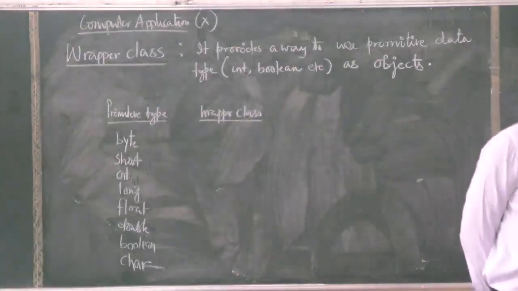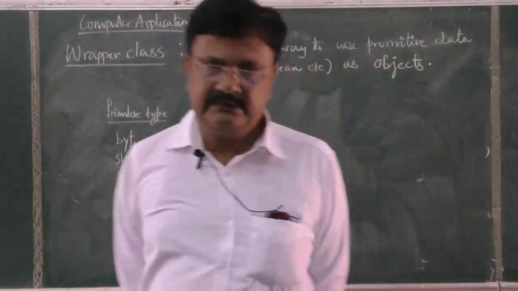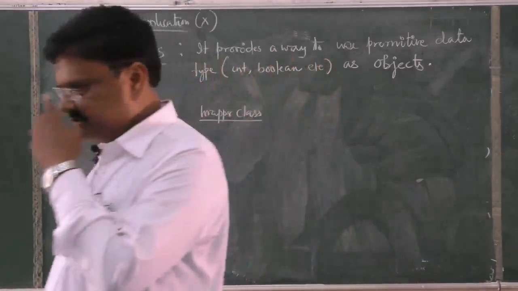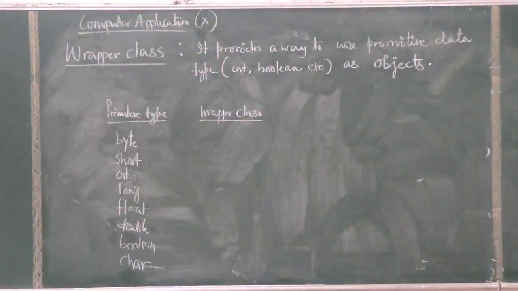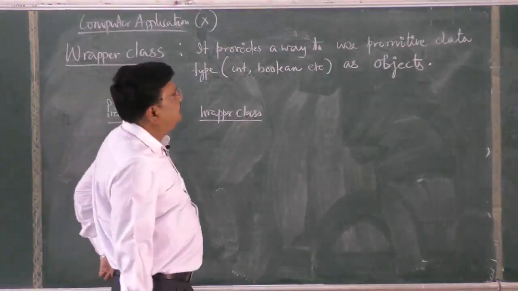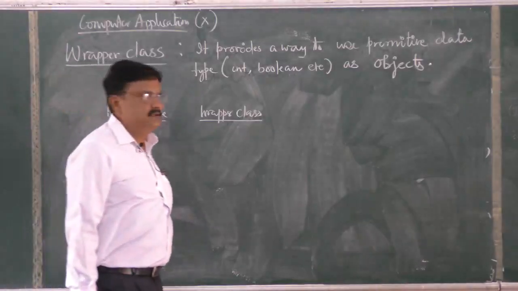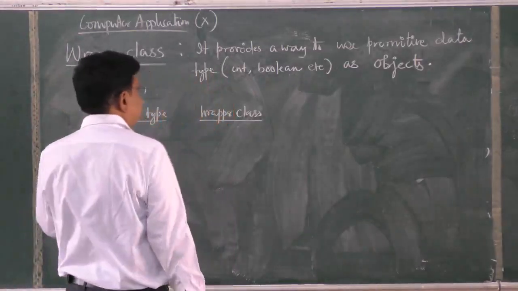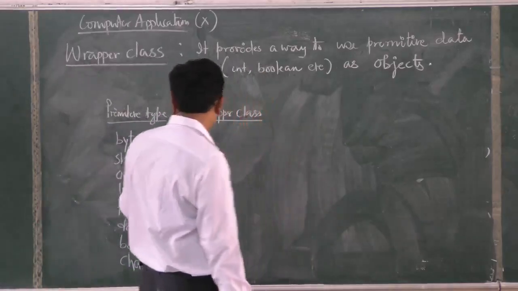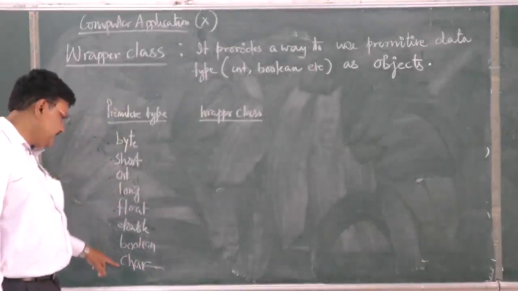Good morning. We will start today with the wrapper class. In fact, we will start the character functions. And before we start the character functions, let us start with the wrapper class. A wrapper class provides a way to use primitive data types as objects. It wraps up the primitive data types as objects. Primitive data types means all these: byte, short, int, long, float, double, boolean and char.